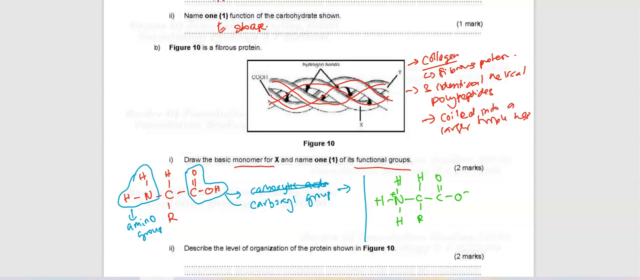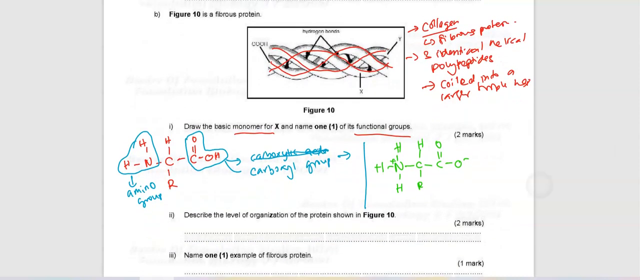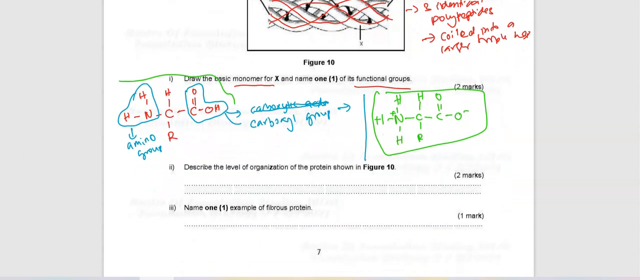So the plus sign is at the nitrogen, the negative sign is at the oxygen. So this is the Zwitter ionic form. So the correct answer will be this one, because the question just wants you to draw the basic structure of amino acid. Okay, number 2.